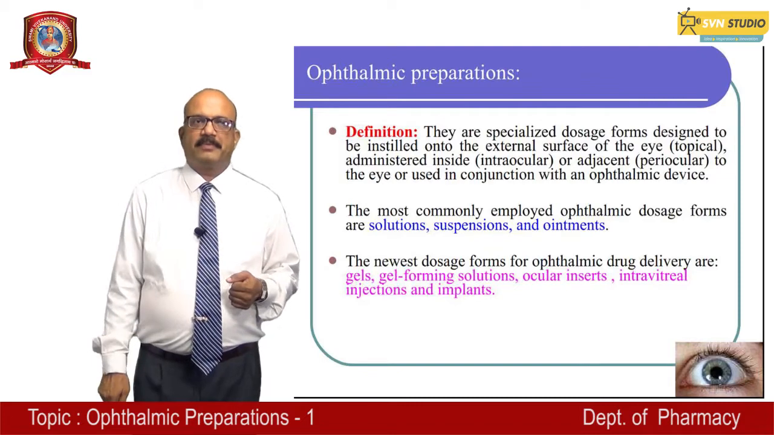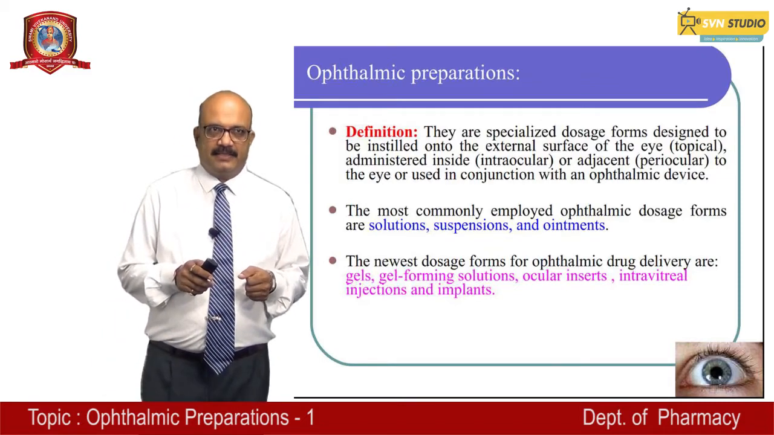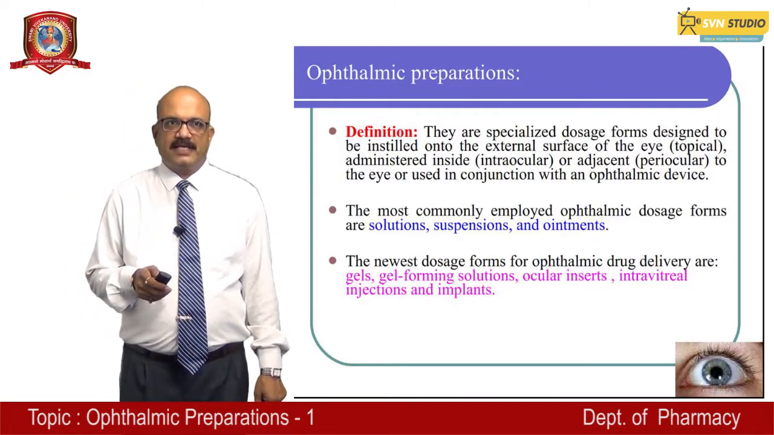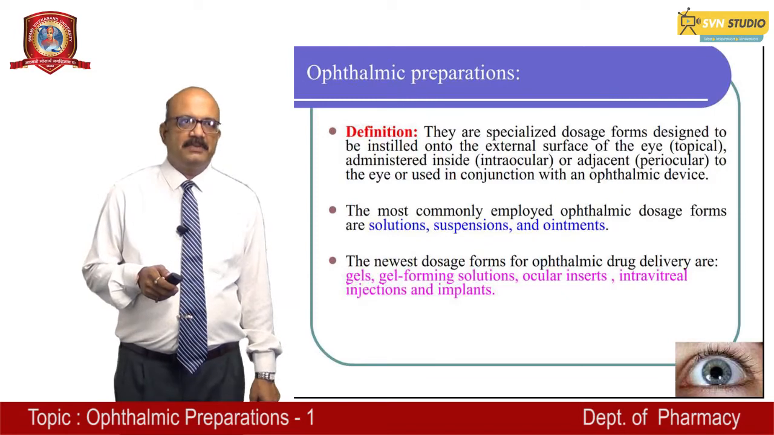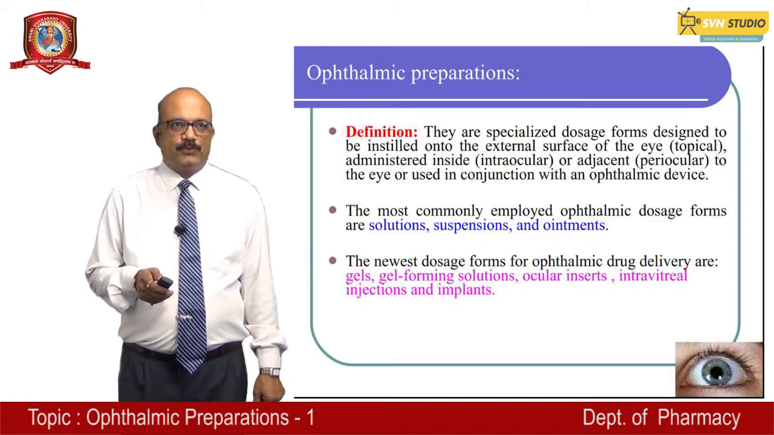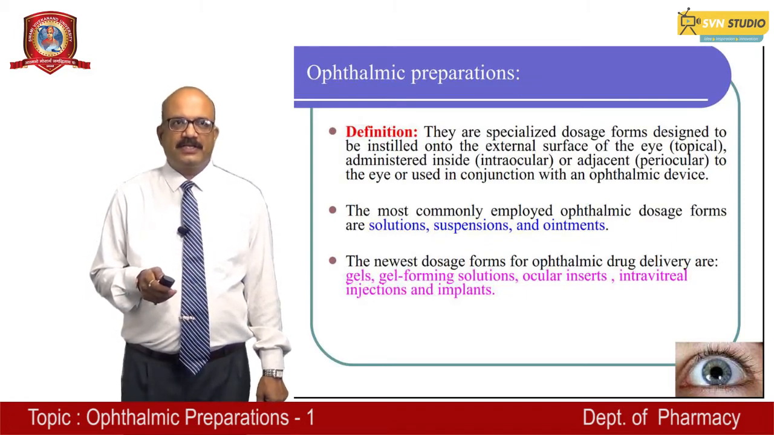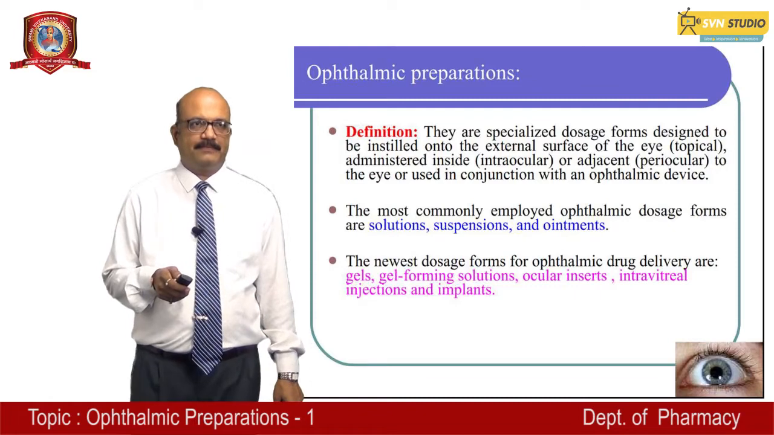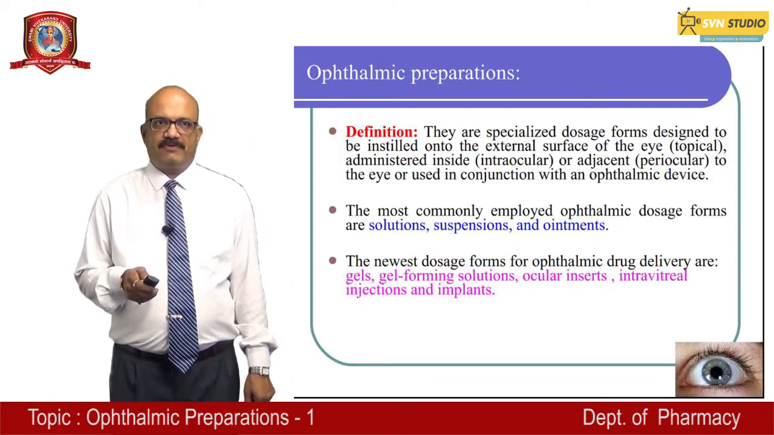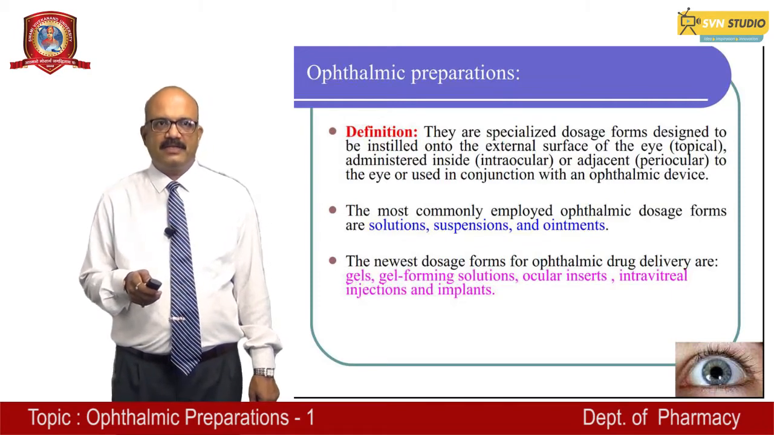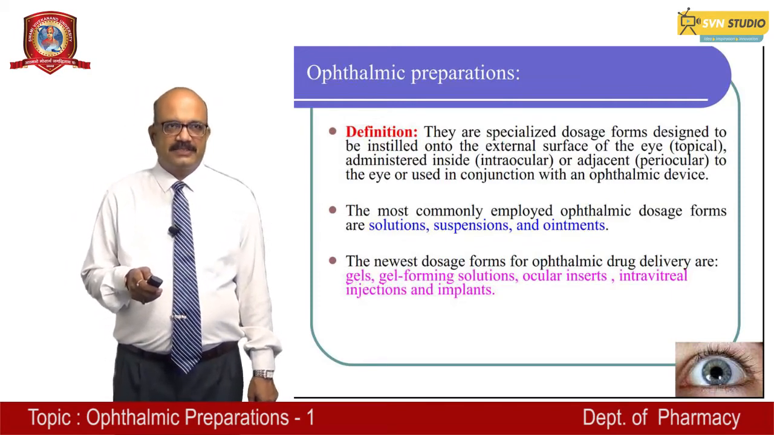Coming to ophthalmic preparations, we can define them as specialized dosage forms designed to be instilled onto the external surface of the eye, administered topically, intraocularly, or periocularly adjacent to the eye, or used in conjunction with an ophthalmic device. The most commonly employed ophthalmic dosage forms are solutions, suspensions, and ointments. The newest dosage forms for ophthalmic drug delivery are gels, gel-forming solutions, ocular inserts, intravitreal injections, and implants.